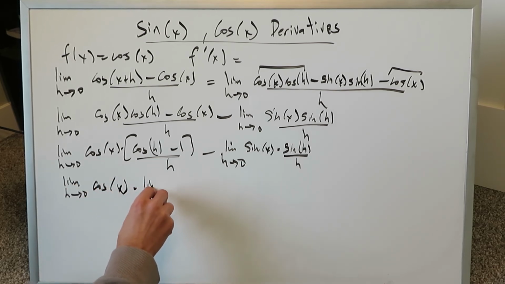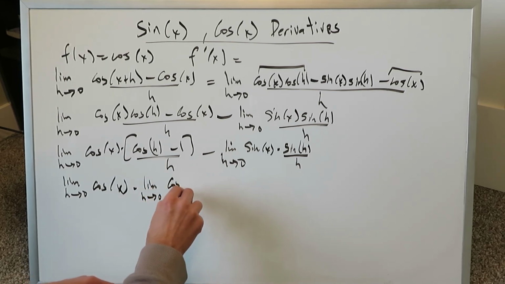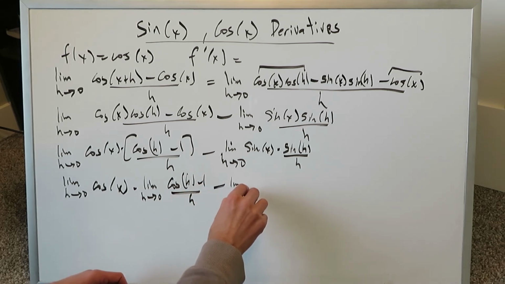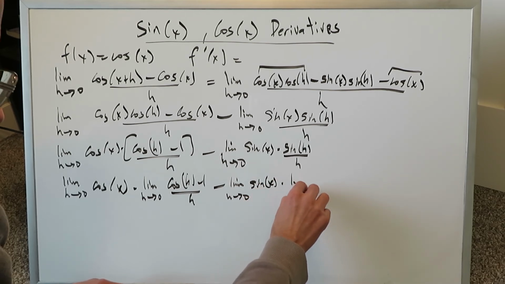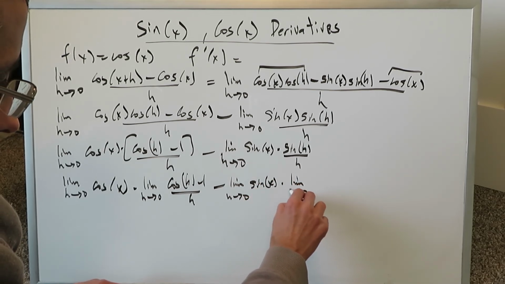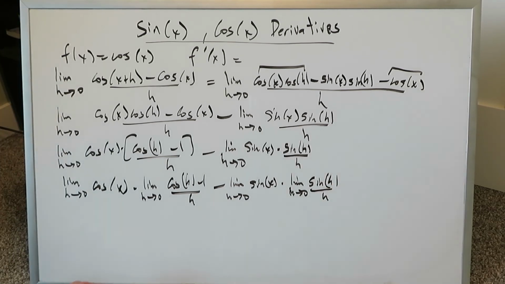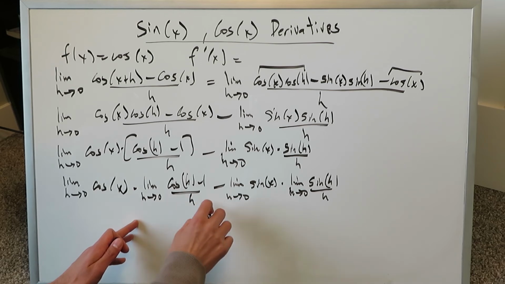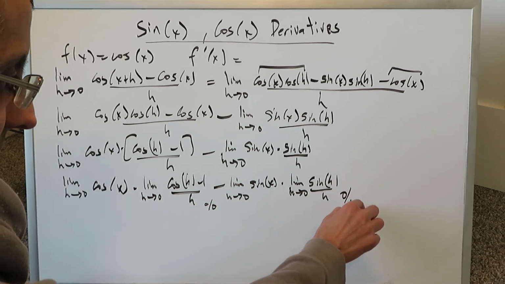I have a limit created over here, the product property of limits, cosine of angle h minus 1 over h, minus limit as h approaches 0, I have sine x, times limit as h approaches 0, I have sine of angle h over h. If you were to quickly put 0 in place of the h values, you'll again see the indeterminate form 0 over 0, and again over here 0 over 0.